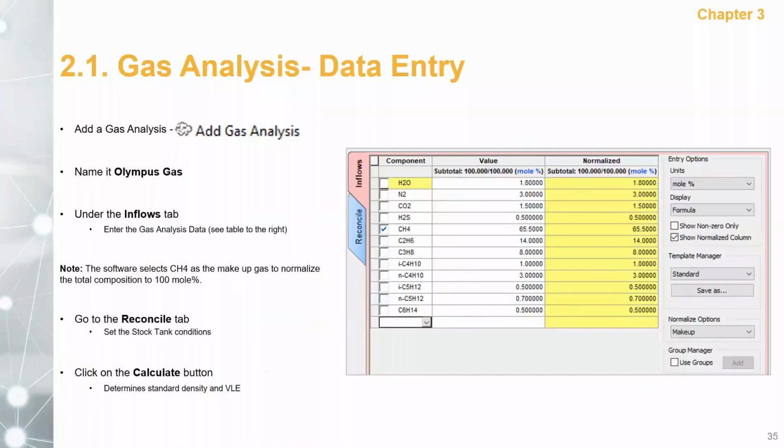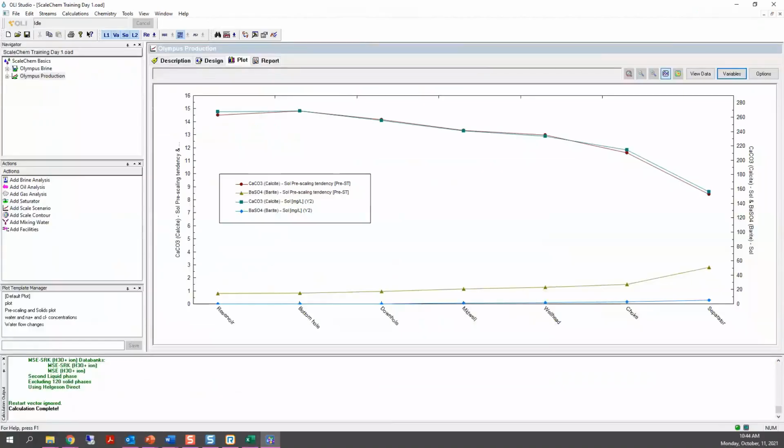So during this Olympus gas well, we also know that, of course, we're producing some gas. And you'll see in this screen that the composition of this gas has been given to us. Okay, so we will do this. This is what we will create now. We will add a gas analysis in our study.